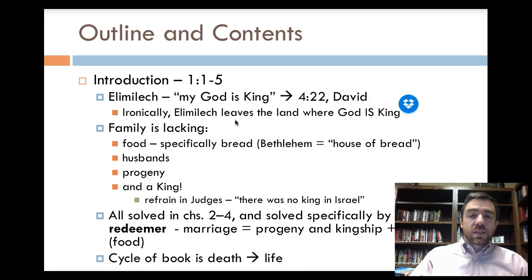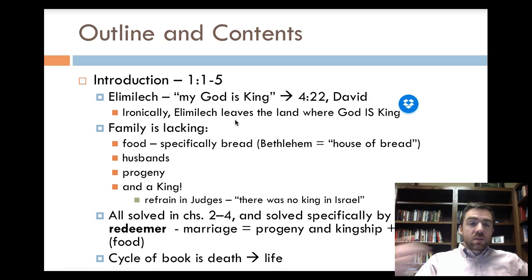Elimelech means my God is king. This points us forward to chapter 4, verse 22, where David, the future king, is told to be a descendant of Ruth. Ironically, Elimelech leaves the land where he knows that God is king and goes to the Gentile land. The family is lacking food, specifically bread. Bethlehem equals house of bread, but they don't have any bread. They don't have any husbands, and they don't have any progeny, and they don't have a king. Right? In Judges, there was no king in Israel is the refrain over and over again.